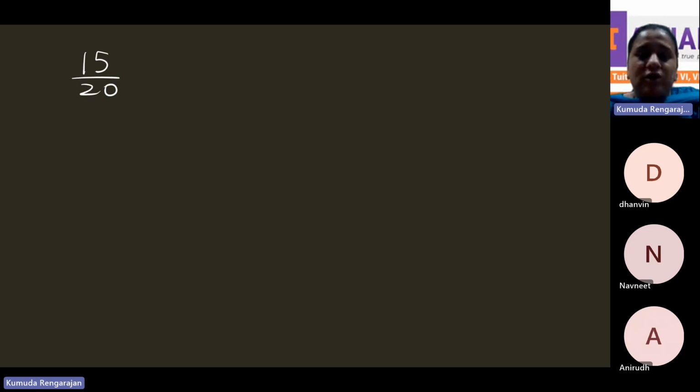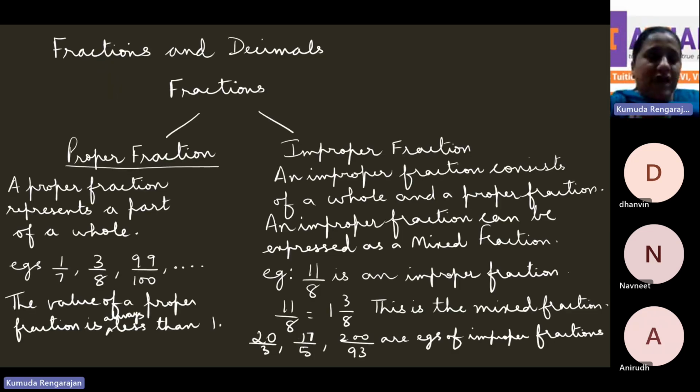So your marks, 15 out of 20, is an example of a proper fraction. A proper fraction represents a part of a whole. Since it represents only a part of the whole, its value will always be less than 1, because it is not the whole thing. It's less than that.